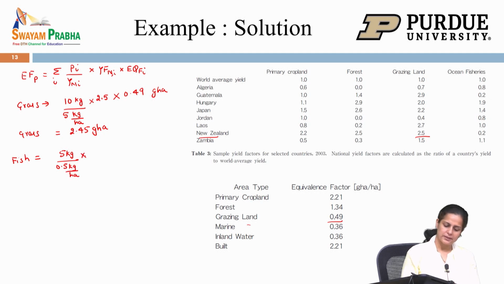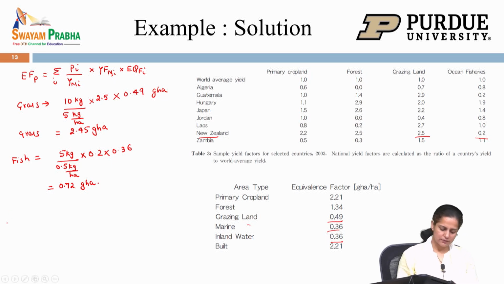We multiply by the yield factor. For the fisheries, the yield factor is 0.2, so we multiply by 0.2, and the equivalence factor for fisheries land is 0.36, both for inland water and marine. So, we multiply by 0.36. The ecological footprint associated with fish consumption is 0.72 global hectares.